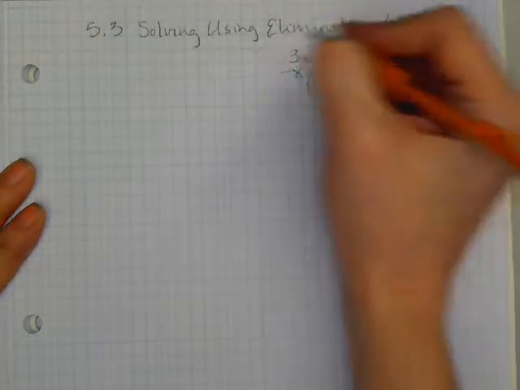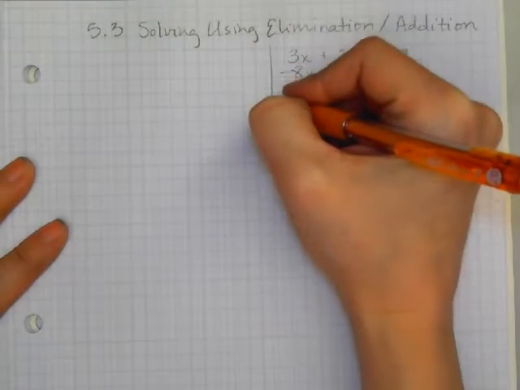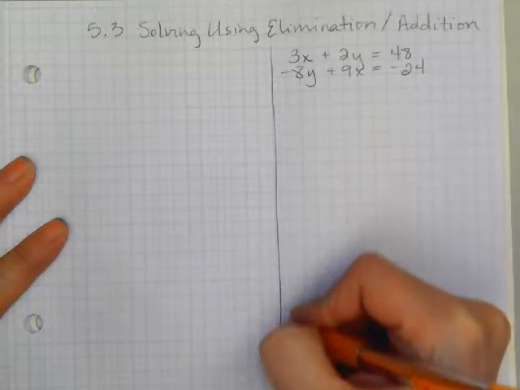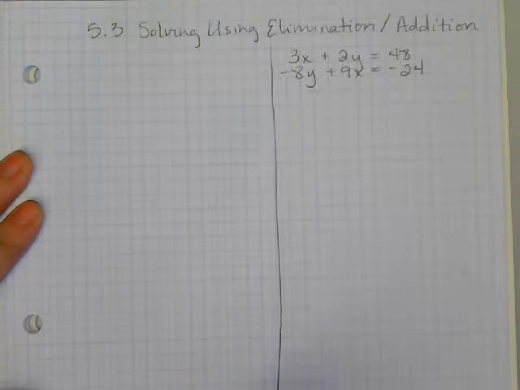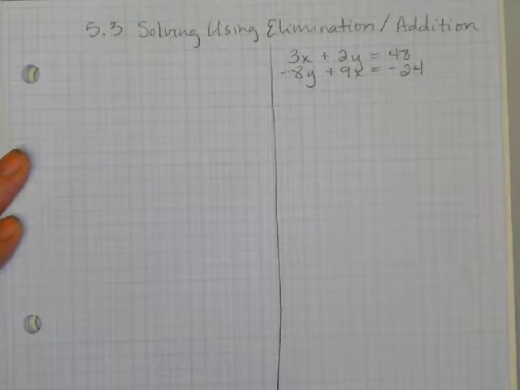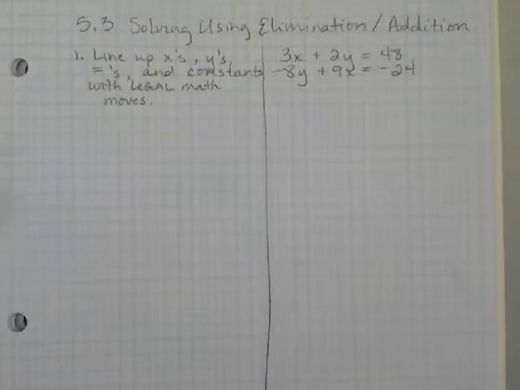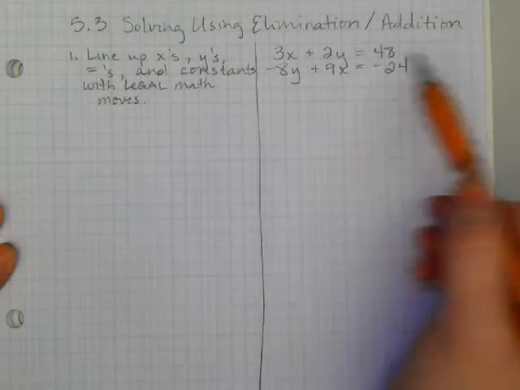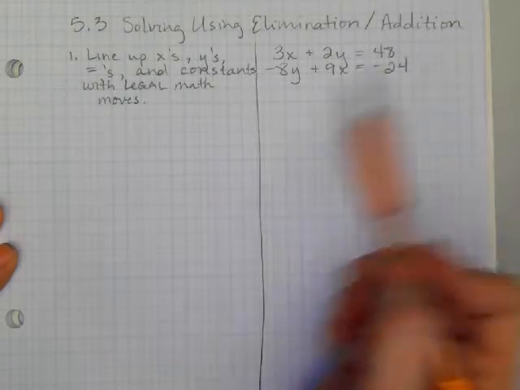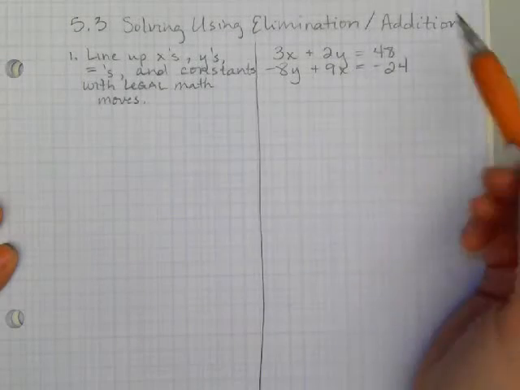A step-by-step process for solving when it's not set up well for substitution. The first thing we need to do is line up your x's, y's, equal signs, and constants. So on this particular one, if I line up my x's, y's, equal signs, and constants, remember the constants are the numbers that are by themselves, with legal math moves, what needs to be changed about this particular system?